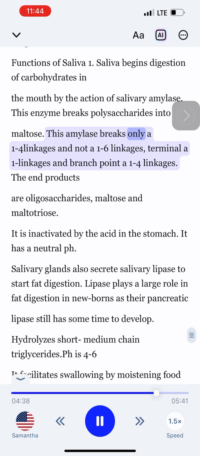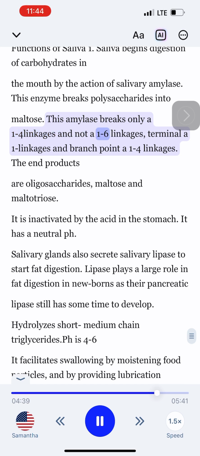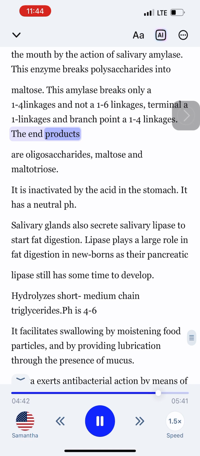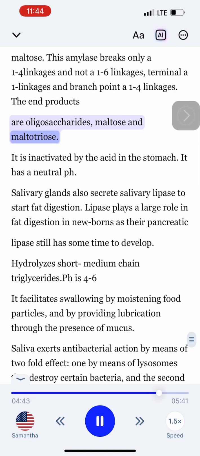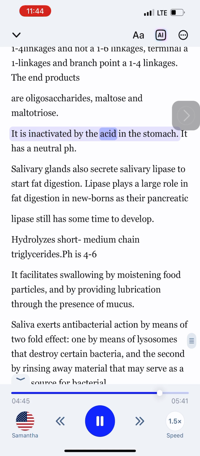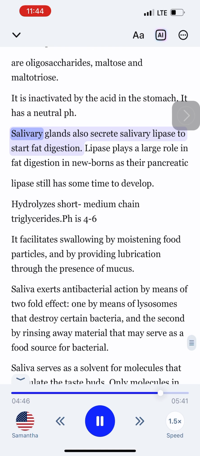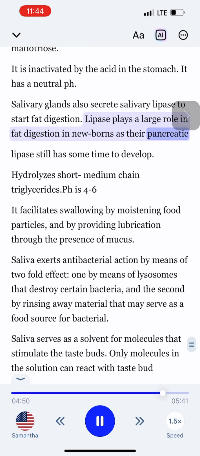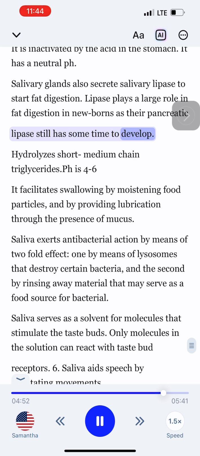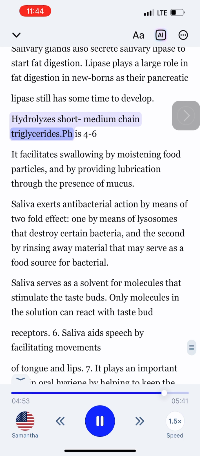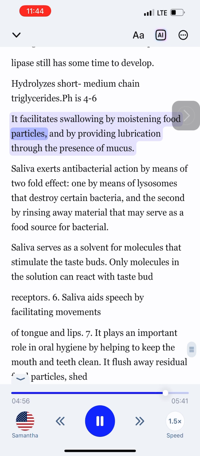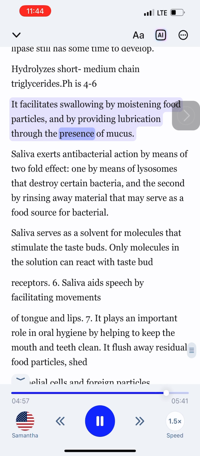This amylase breaks only α1-4 linkages, and not α1-6 linkages, terminal α1-4 linkages and branch point α1-4 linkages. The end products are oligosaccharides, maltose and maltotriose. It is inactivated by the acid in the stomach. It has a neutral pH. Salivary glands also secrete salivary lipase to start fat digestion. Lipase plays a large role in fat digestion in newborns as their pancreatic lipase still has some time to develop. It hydrolyzes short and medium chain triglycerides. Its pH is 4-6. 2. Saliva facilitates swallowing by moistening food particles, and by providing lubrication through the presence of mucus.